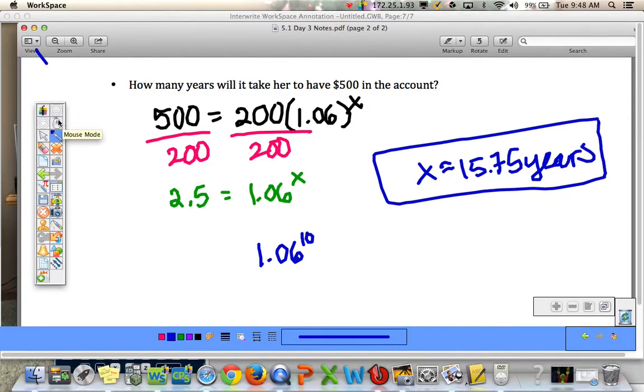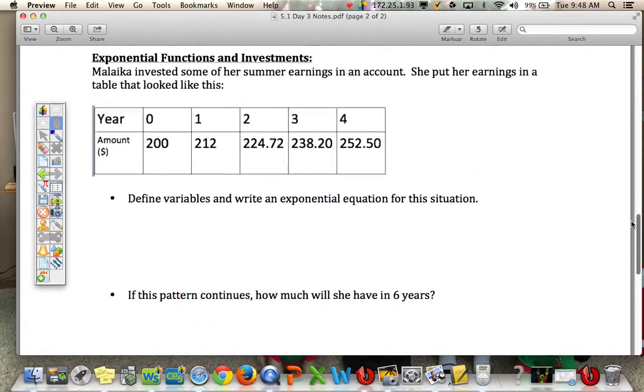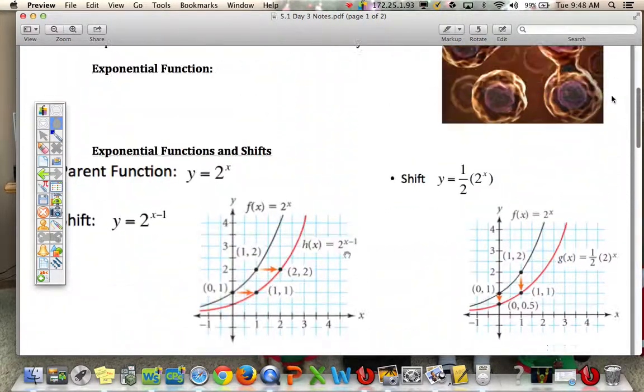So your assignment, you'll have a few different problems. One where you have to find the shift of the graph, some where you have to write the equation and plug in and solve, or find the equation, use guess and check to solve.